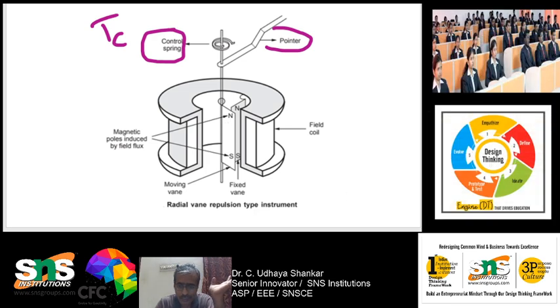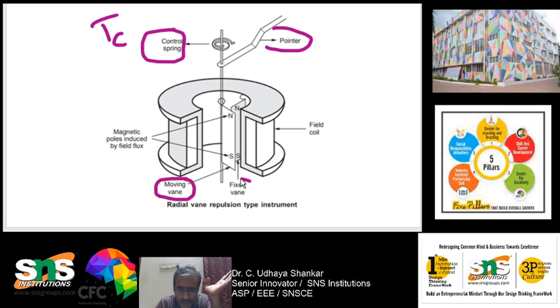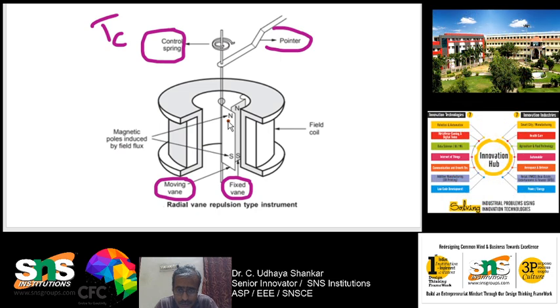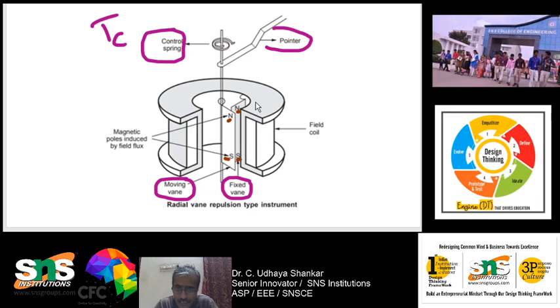Here the main thing is that two vanes are there. One is called the moving vane, and the other one is called the fixed vane. Here you can see both are with north and south. This is also north, this is also north. The bottom is south, the bottom is south, and because of which what is going to happen? Both will get repelled from each other.